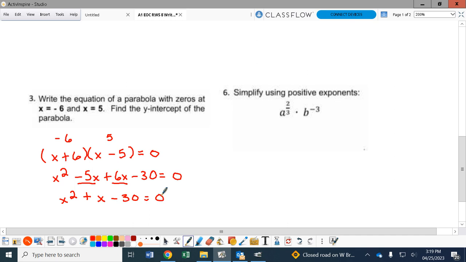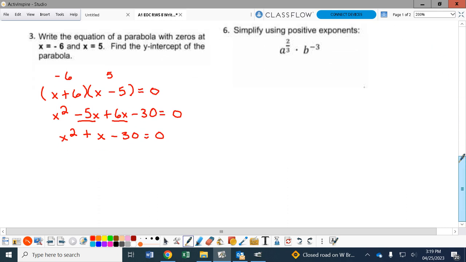From there, you're going to find the y-intercept of that parabola. To find the y-intercept, you're going to plug in 0 for x to get your y and find out what that's going to be equal to. So we're going to plug in 0 for x. Again, guys, we're looking for an ordered pair. It's the y-intercept. It's going to be the ordered pair (0, b).